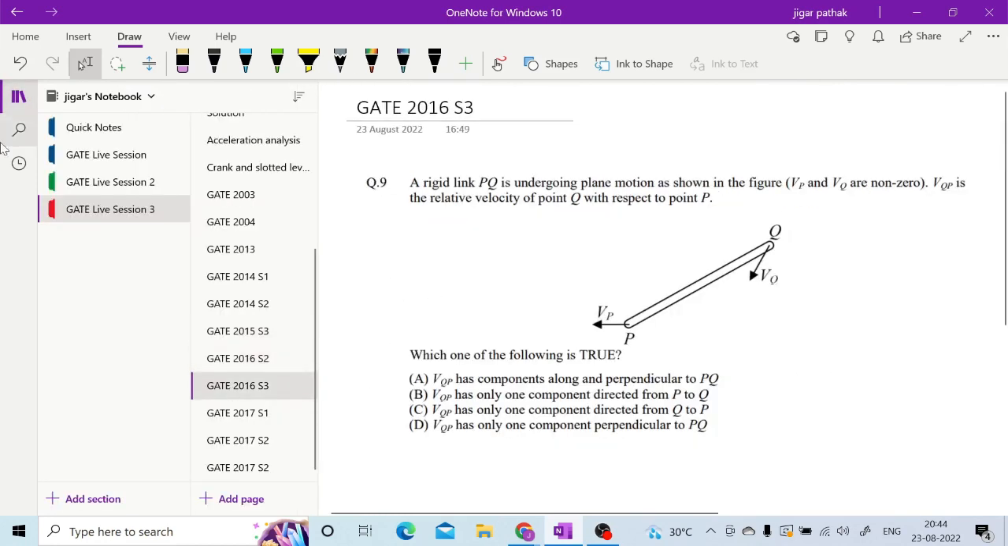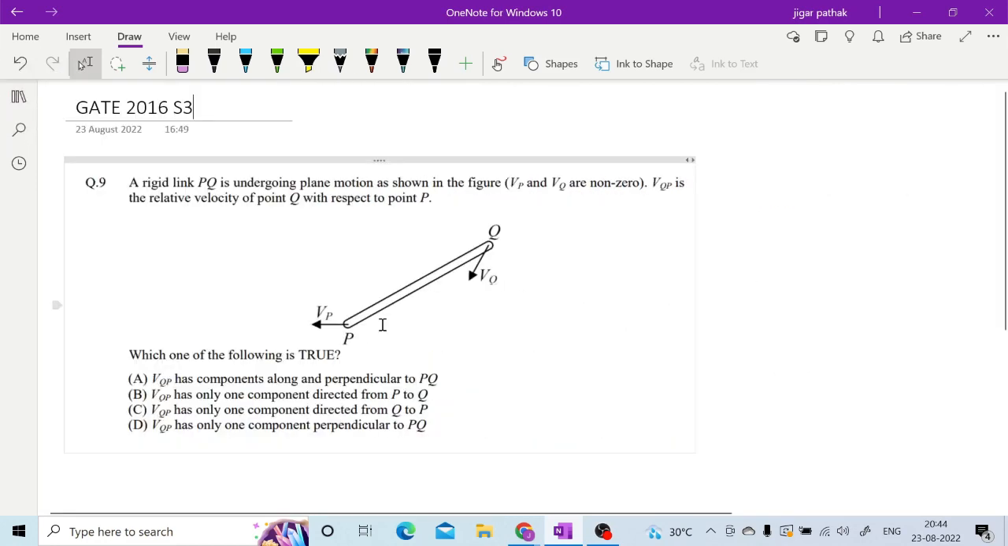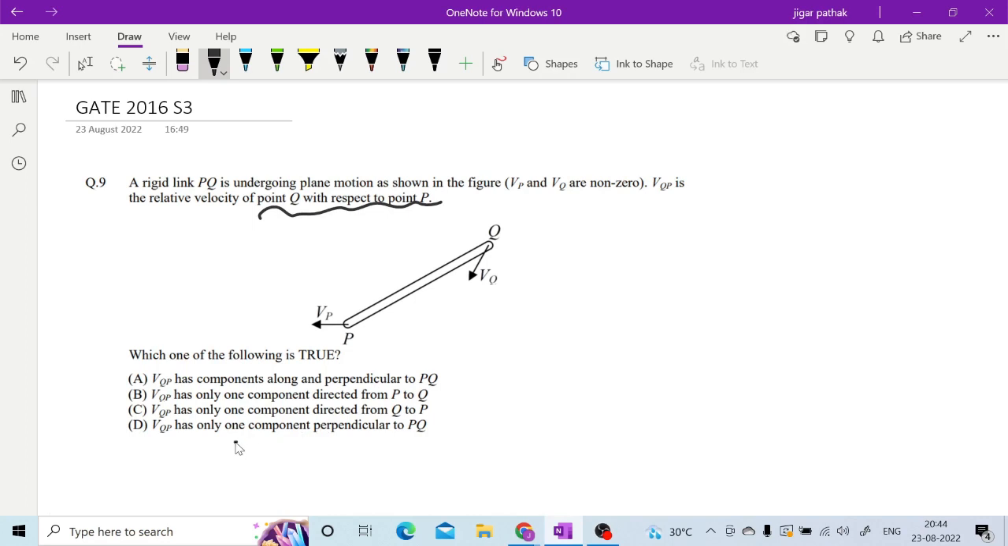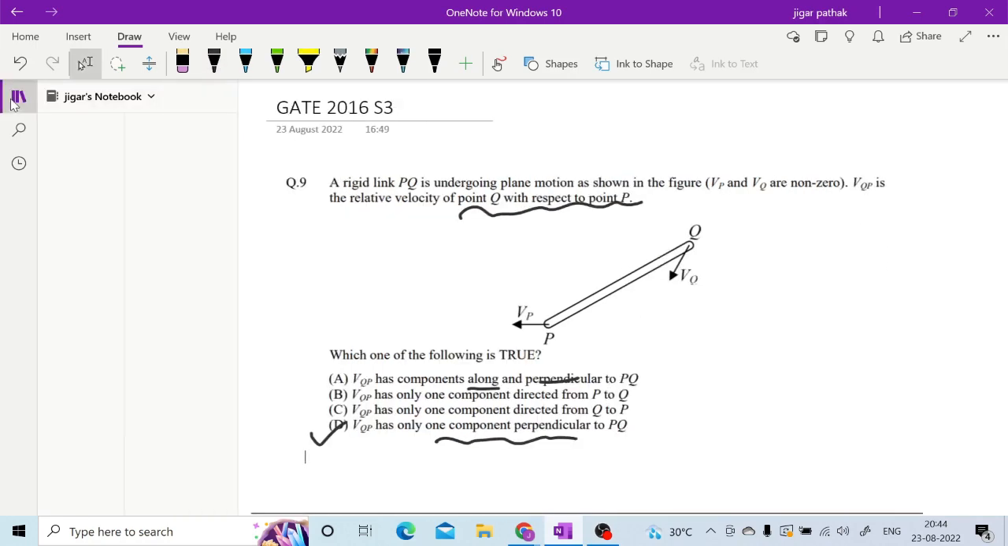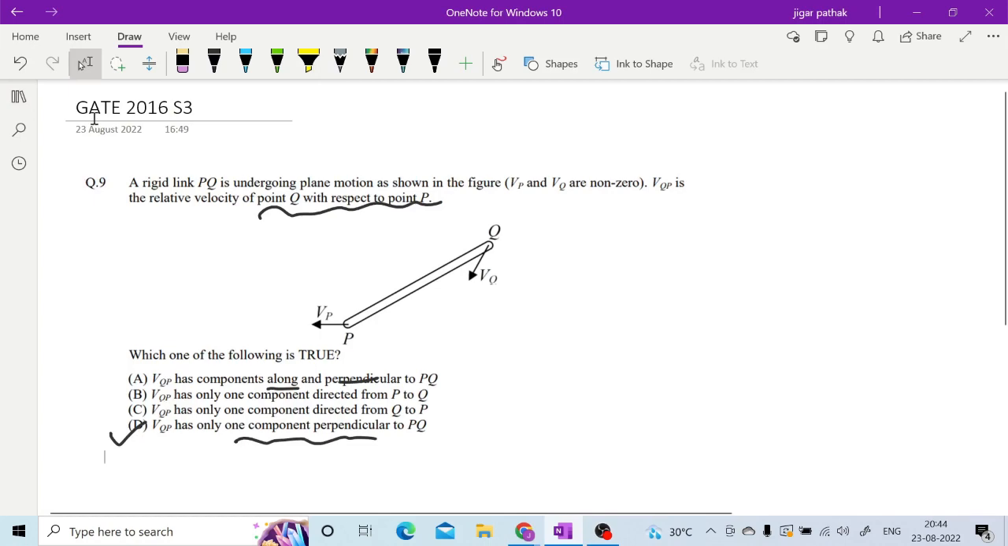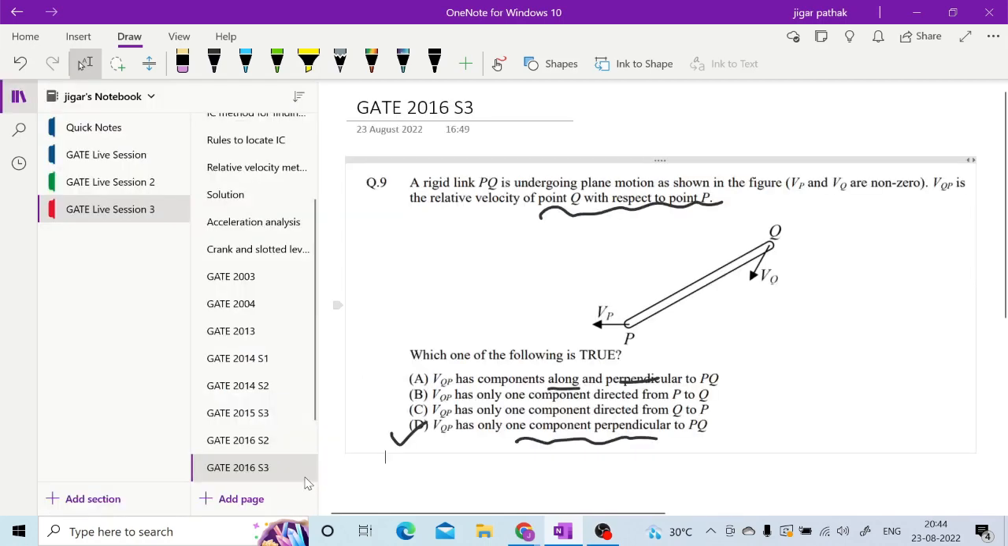Now, this is a very simple question, right? Linear velocity of Q with respect to A can only have one perpendicular component, right? In case of velocity, you cannot have both the components, along and perpendicular, unless you have a slotted lever and inside that your slider is there. So this option is correct, right? I guess this is easy. Now let us go to the next one very quickly.